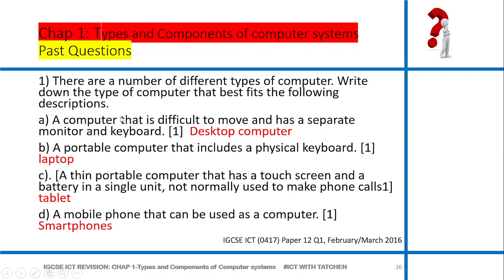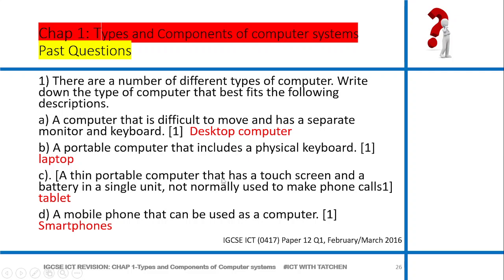Now, let's quickly look at this question on the types of computers. The number of different types of computers, write down the type of computer that best fits the following descriptions. A computer that is difficult to move and has a separate monitor and keyboard, desktop. A portable computer that includes a physical keyboard, that is a laptop.